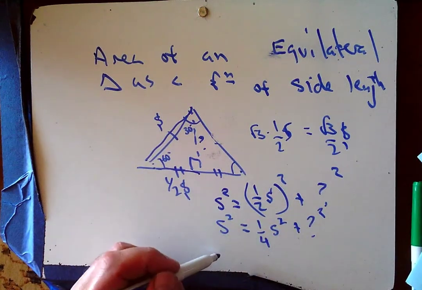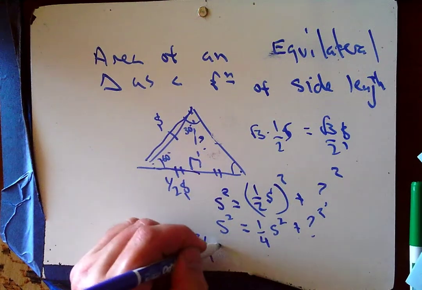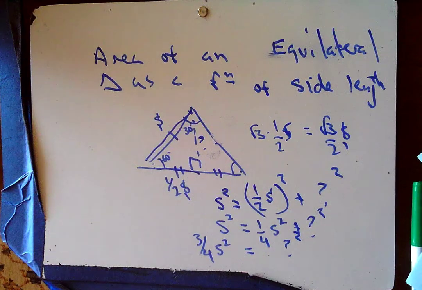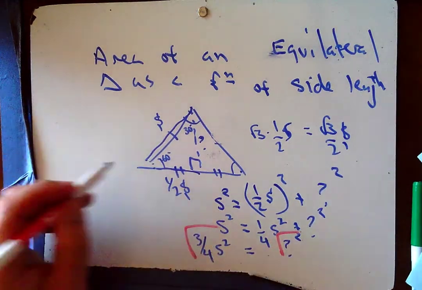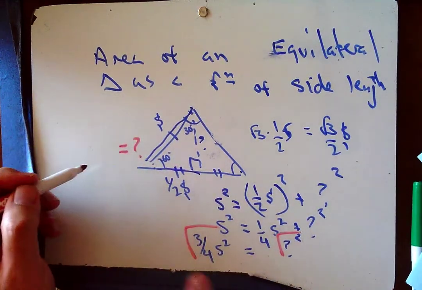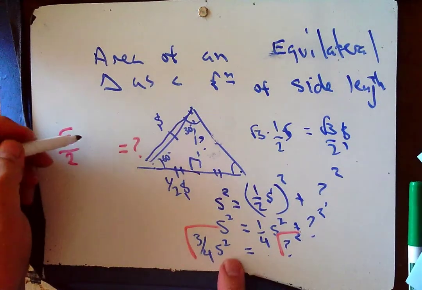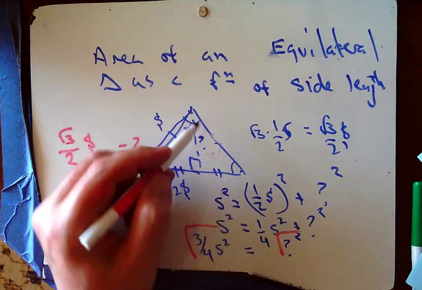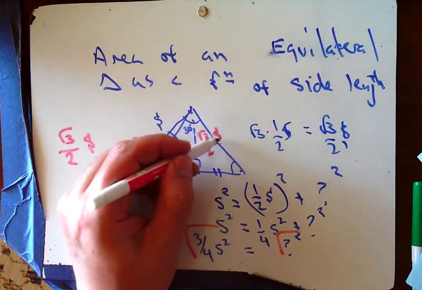And if I subtract 1/4 of a side squared from one side squared, I'll have 3/4 side squared equals question mark squared. When I come back now and take the square root of both sides to get question mark by itself, I see that I have square root of 3 over the square root of 4, and the square root of s squared is s. So there's my missing side, root 3 over 2 s.